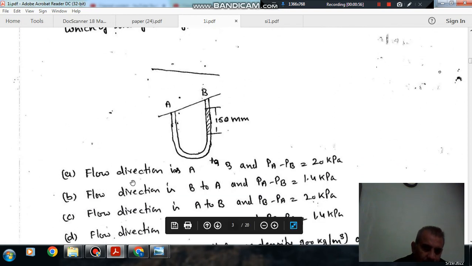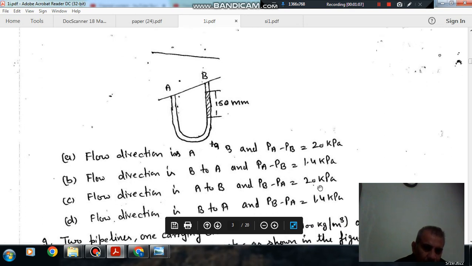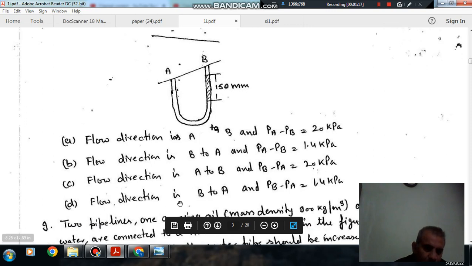Option A, the flow direction is A to B and PA minus PB is 20 kPa. Option B, flow direction is B to A and PA minus PB is 1.4 kPa. Option C, the flow direction is A to B and PB minus PA is 20 kPa. Option D, the flow direction is B to A and PB minus PA is 1.4 kPa.